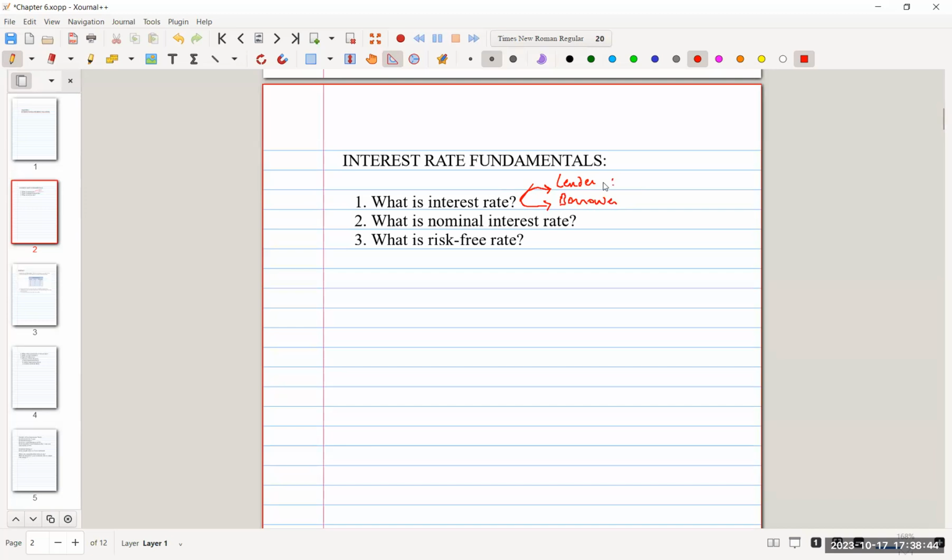So for the lender, it is simply a compensation for lending the money. You can say compensation or you can say reward. Otherwise, why would you lend your money unless you're getting something out of it, reward or compensation for your lending? And the same thing from the stance of a borrower would become, from their point of view, the cost of borrowing, right? So cost of borrowing depends on which side you are on.